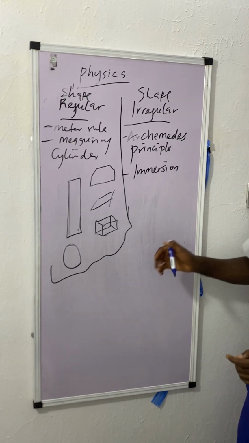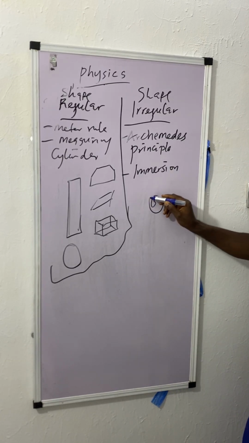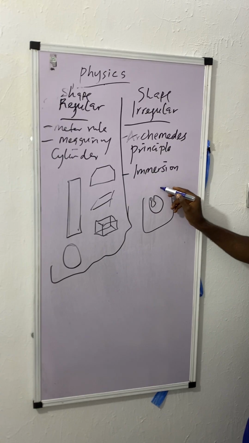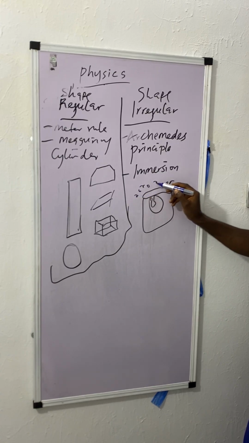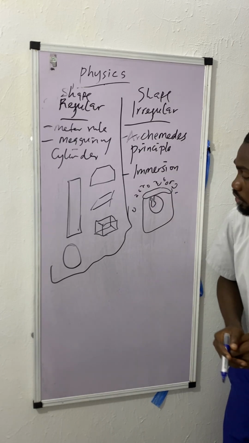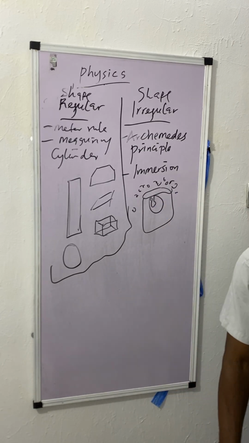So when you immerse it in water, maybe this is the object, an irregular shape. You immerse it in water. This is a beaker of water. The amount of fluid displaced is usually weighed to get the volume. As easy as that.